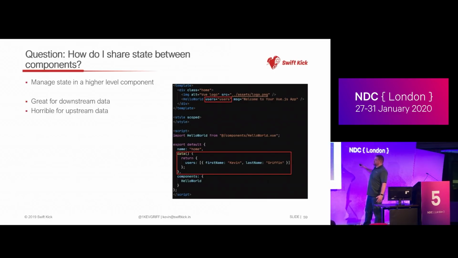This is really good for downstream data, so it's easy to pass data down the stack of components. It is not good for data coming back up. And it's not that it's hard to do, it's just cumbersome. You have to write the events that say, well, something happened. Here's the new data. Then the other component says, all right, here's new data, all the way back up the component tree. I don't like this approach.